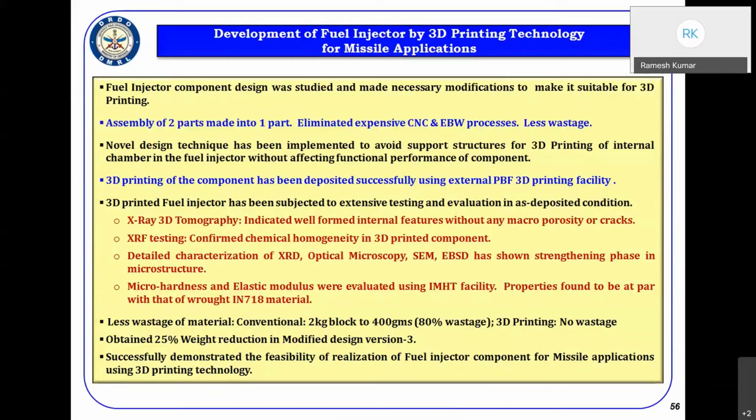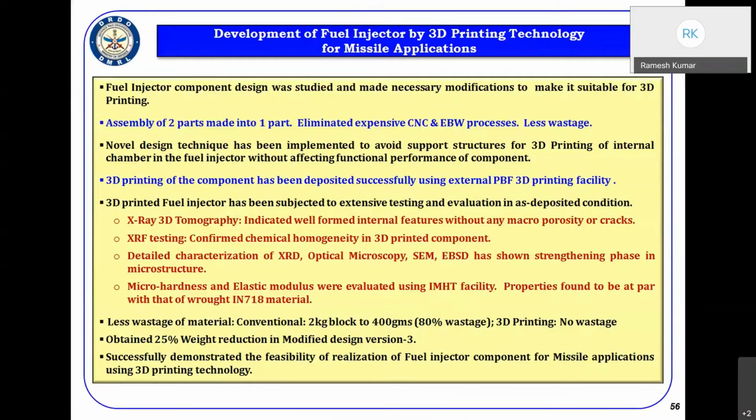Whereas in 3D printing, we were not having any wastage except the support, except some of the additional specifications that are required for the testing. And after doing the weight optimization, we have obtained 25% weight reduction when compared to the conventional design. So we have successfully demonstrated the feasibility of realization of the component initially. Now we are working with the second level of design, and the evaluation is going on this component.